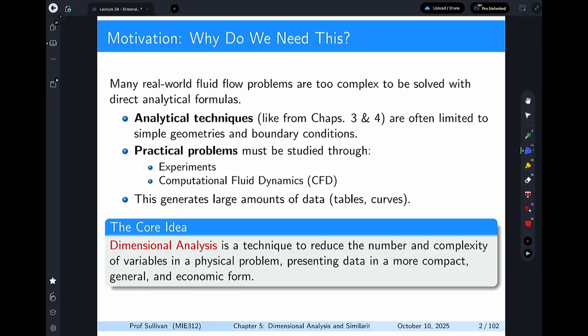And so dimensional analysis is a technique to reduce the number and complexity of variables in a physical problem, presenting data in a more general, compact, and economic form.